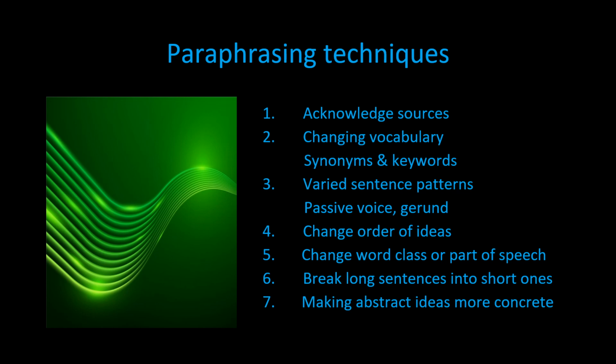Six, break long sentences into short ones to make it clear. There is nothing wrong with simple sentences in academic writing. The most important thing is the idea is clear. And the seventh is making abstract ideas more concrete.